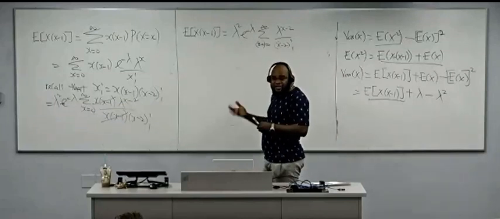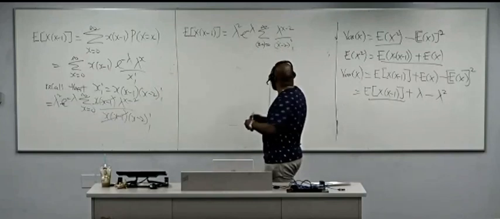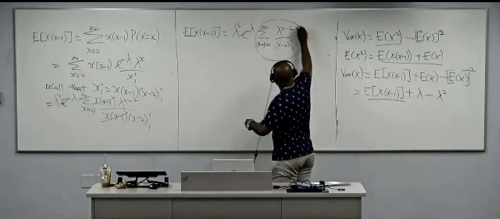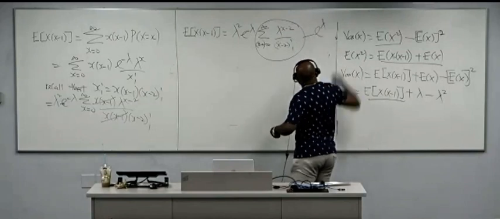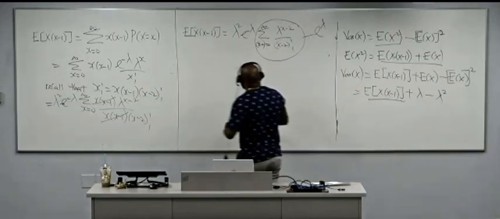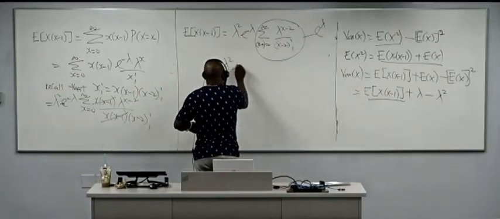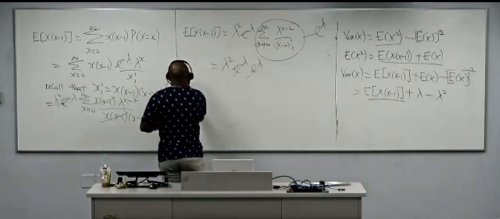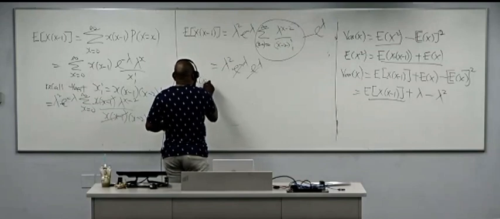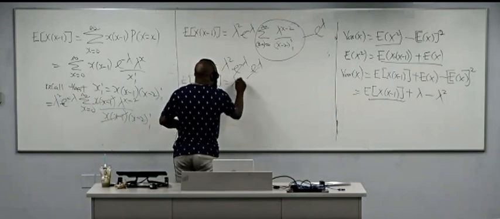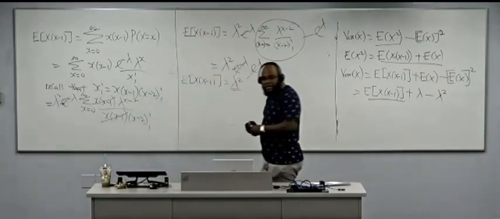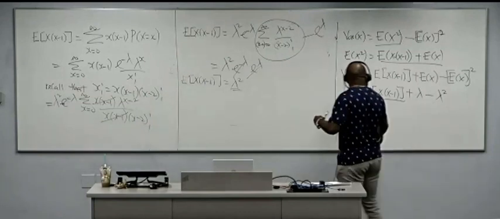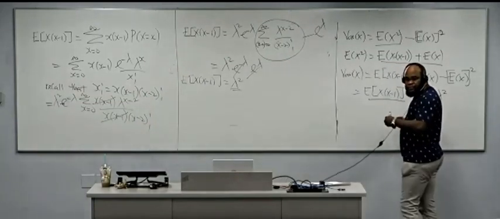X minus 2, maybe we call it y. The whole of this is what I call that. So here I'm having this guy now, and this is going to cancel that. So the expectation is going to be lambda squared. So this is lambda squared. Then I'm going to come back here and plug that in.